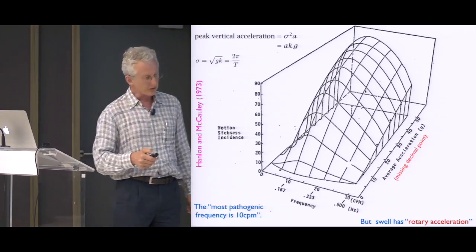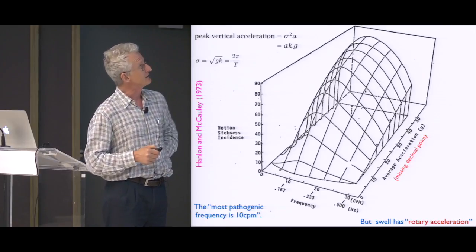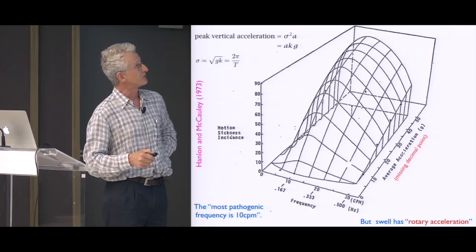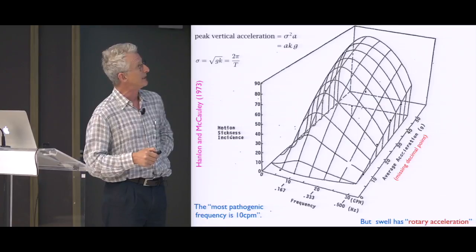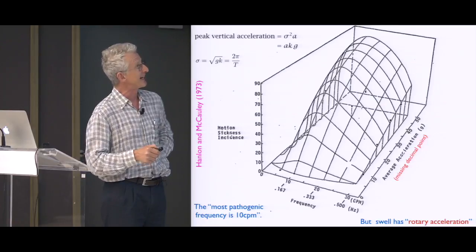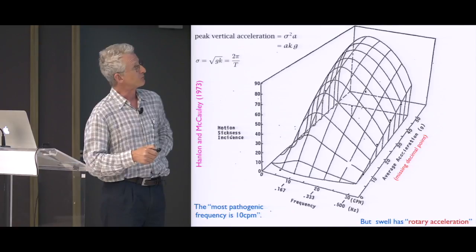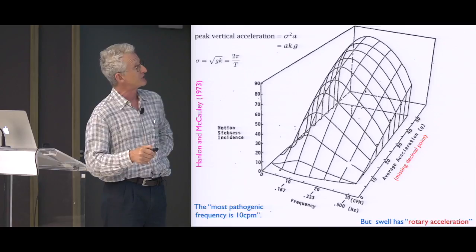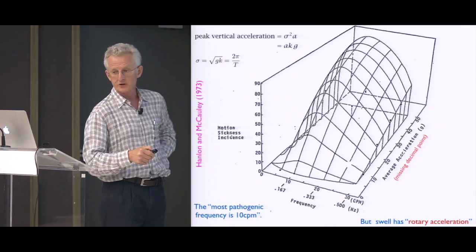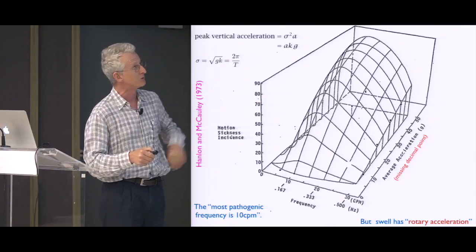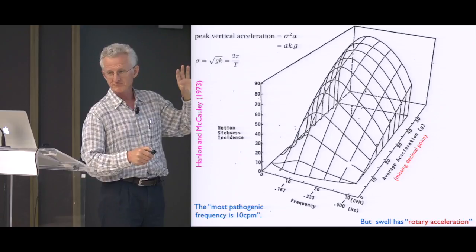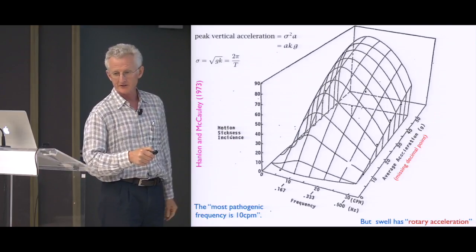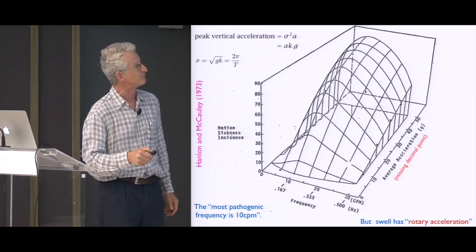So gravity waves also have an acceleration, which is given by the following formula. So sigma is the radian frequency of the waves, and it's related to the wave number by sigma is the square root of gk. That's the dispersion relation of deep water gravity waves. Another way of writing the peak vertical acceleration is the wave slope, ak, times g. And there's only one physical constant which is going to occur in this whole seminar, and that's g. Everything can be expressed in terms of 9.8 meters per second squared.